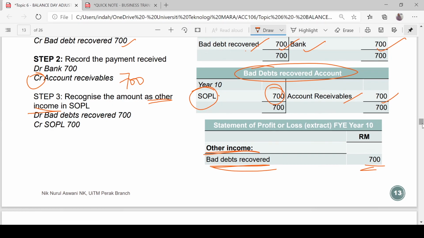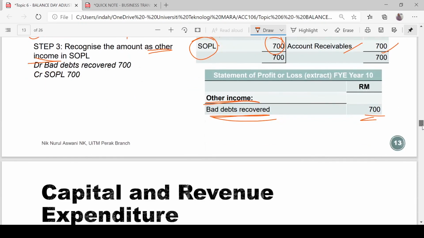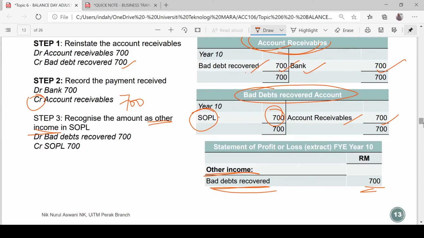So that's all for the adjustments for account receivable. We have allowance for doubtful debt, we have doubtful debts, we have bad debts, and then we have bad debts recovered.